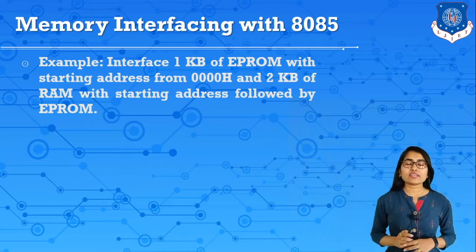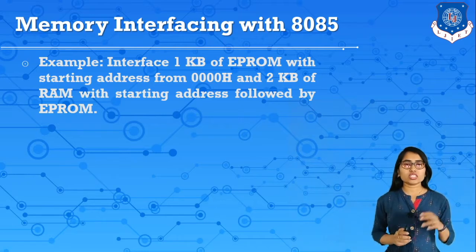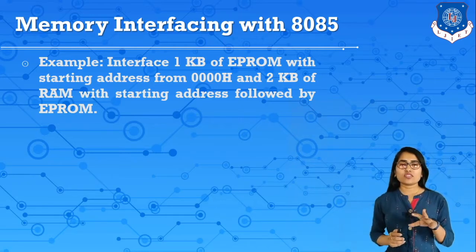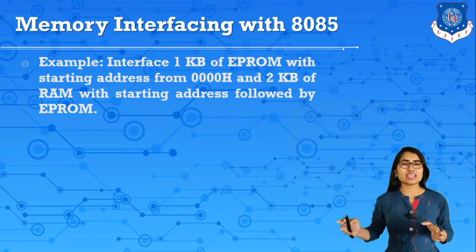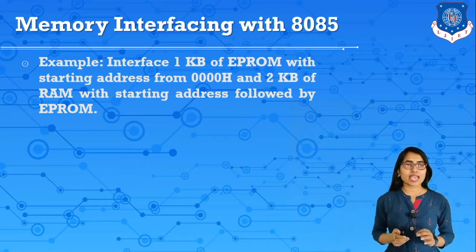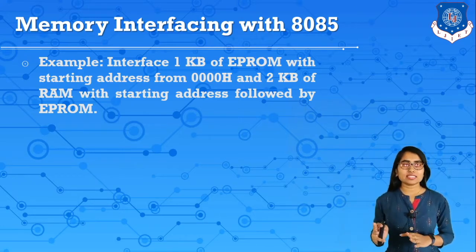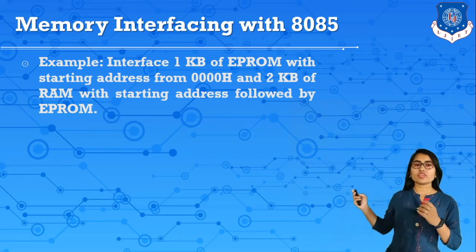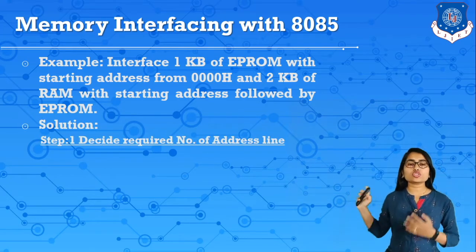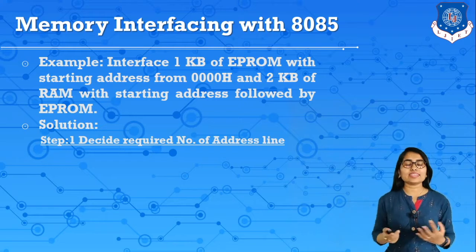Here the starting address of the EEPROM is given, that is 000H. Hexadecimal is used because the address has 16 lines, and 16 bits are quite complex to denote compared to 4-bit hex digits. This address is basically in the form of a hex number. So to design the memory interface, we have to follow the steps. Step number 1, we have to connect the address lines.